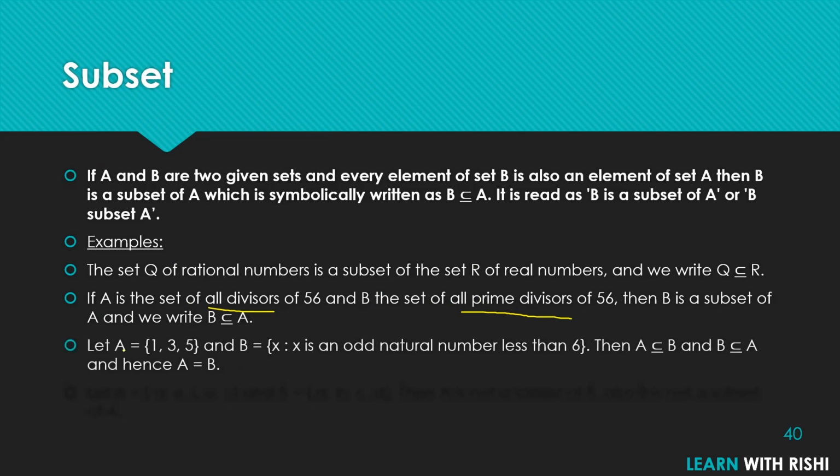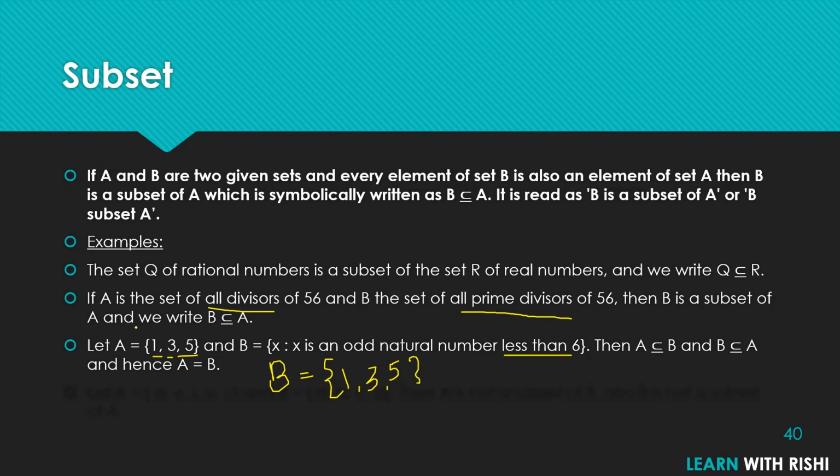Next, let A be equal to {1, 3, 5} and B be equal to odd natural numbers less than 6. Now elements present in A are 1, 3, and 5. And elements present in B, odd natural numbers less than 6. Odd natural numbers means 1, 2 is even, 3, 4 is even, 5. And it is told less than 6, so we'll stop here. So my elements in B are 1, 3, and 5.